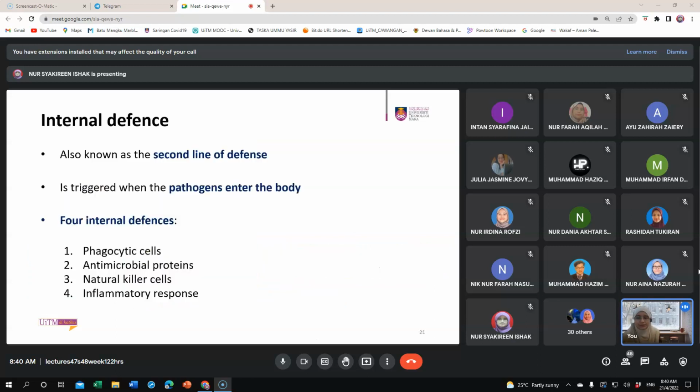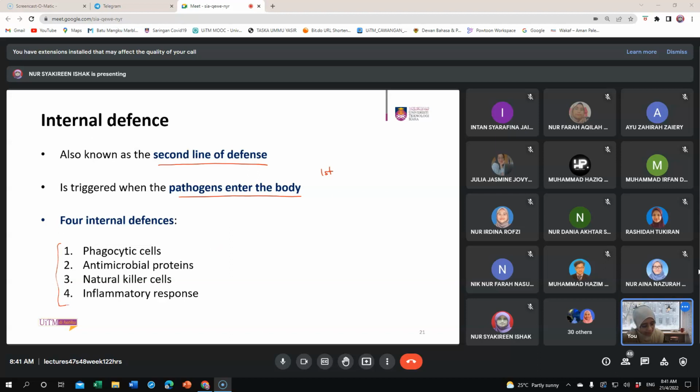Okay, the internal defense is also known as the second line of defense. It is triggered when the pathogen enters the body and penetrates the first line of defense, for example the skin. So the pathogen will encounter the internal defense, which involves all these four components.